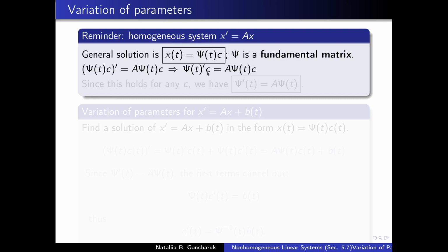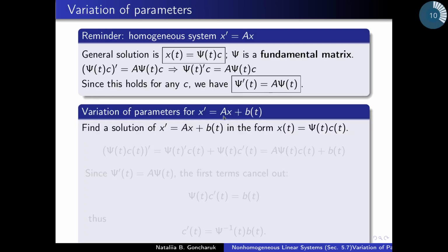Since this holds for any c, the two matrices psi prime and A psi are equal. So there is a useful relation on any fundamental matrix: its derivative is equal to A multiplied by psi. We will use it in the variation of parameters.